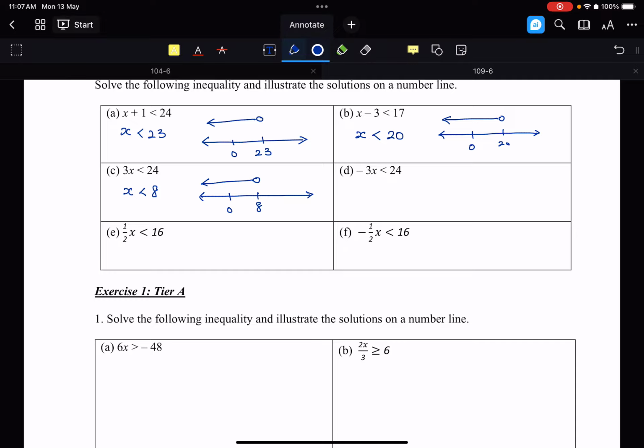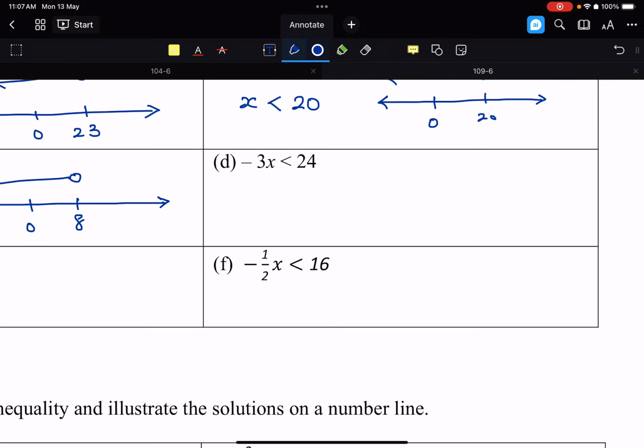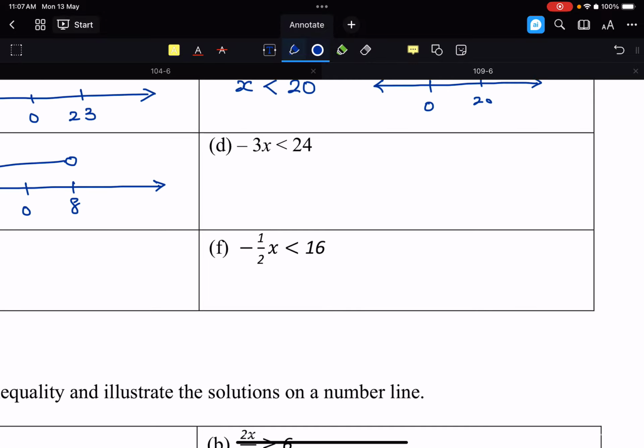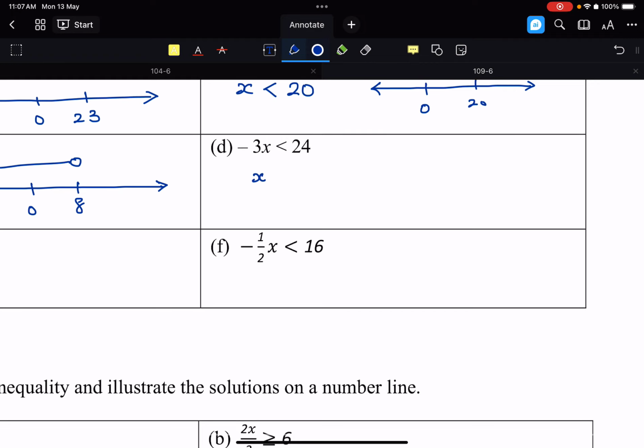Right, now next example is where we're going to be careful. Right, when we divide by -3, we have x on this side. 24 divided by -3 is actually -8. However, because we divide by a negative number, the direction of the inequality actually changes. So x is actually greater than -8.